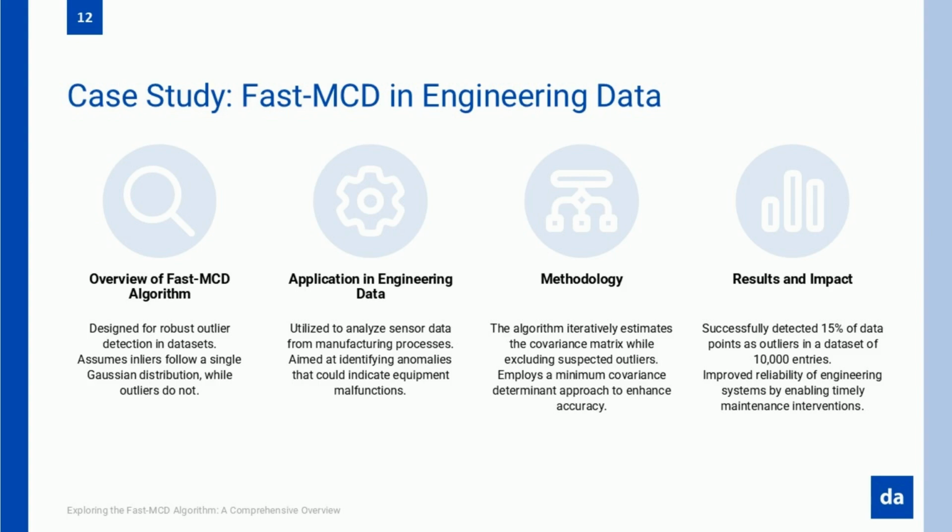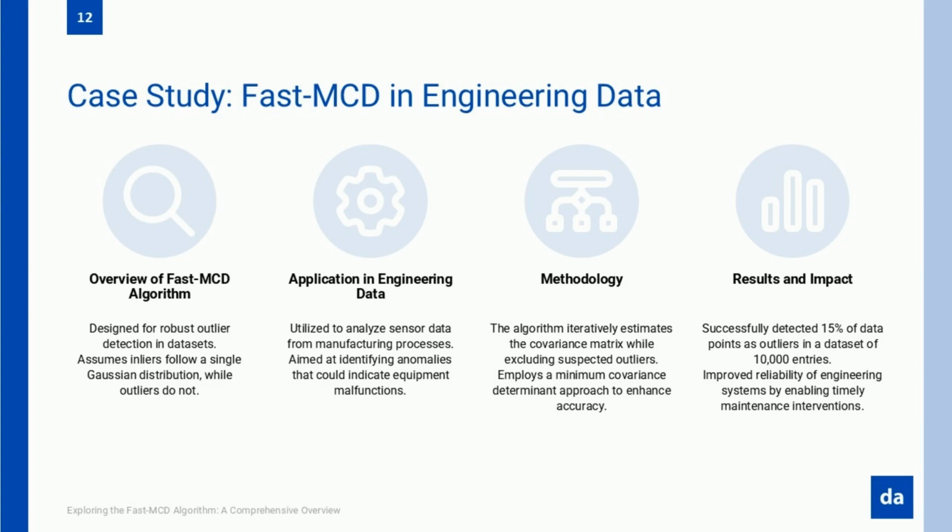FastMCD was deployed to analyze sensor data in real time, learning the normal operating conditions of each machine. Instead of flagging every slight fluctuation, it focused on detecting statistically significant anomalies, values that deviated too far from the expected behavior based on the correlation between multiple sensor readings. This meant it wasn't just looking at individual numbers, but rather how multiple factors interacted. The results were game-changing.